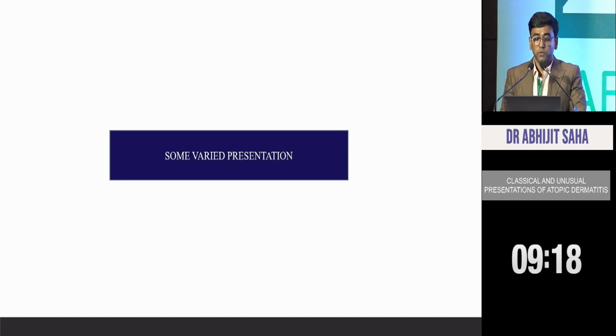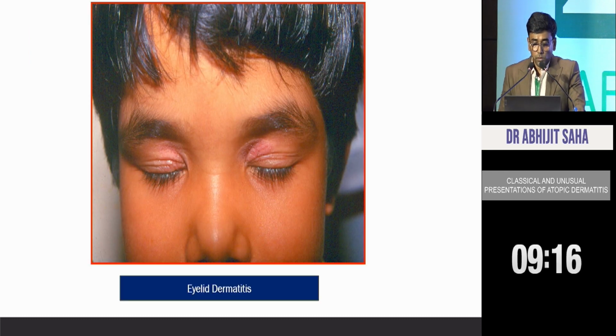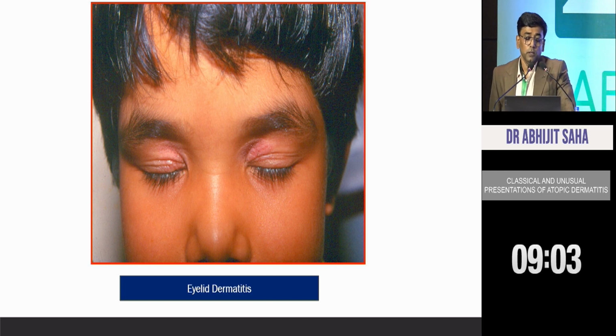Now coming to some varied presentations. Eyelid dermatitis. You can see bilaterally symmetrical eyelid dermatitis in this child. And due to vigorous rubbing, the skin fold got thickened. Here we need to remember one important point, especially in adolescent or young girls, they should be prohibited from using any nail polish or any kind of eye makeup. Otherwise, you are aggravating any pre-existing dermatosis with a superimposed allergic contact dermatitis.